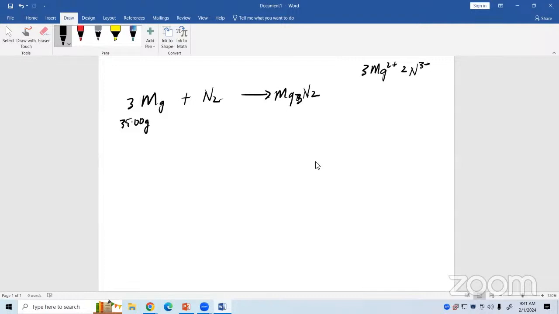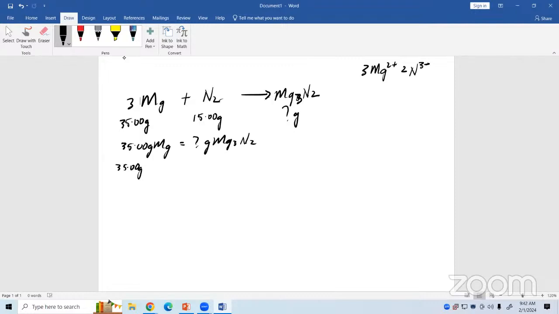Now, the question says that you're starting off with 35.00 grams of magnesium and 15.00 grams of the nitrogen. And the question is asking how much of this you expect to get based on that combination. So the way I would go about doing this is that I would start off with the 35.00 grams of magnesium and try to figure out, based on that, how much of the magnesium nitride will be produced.